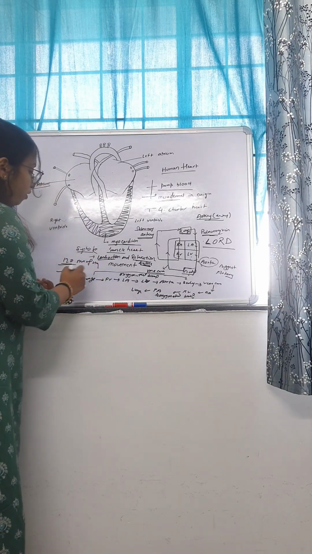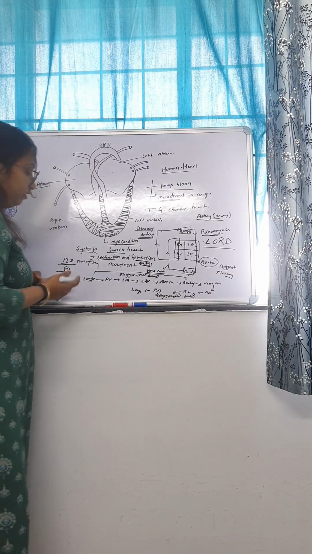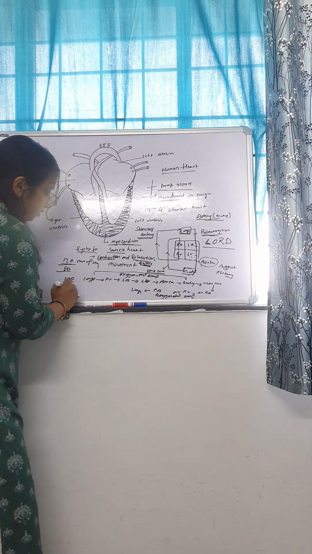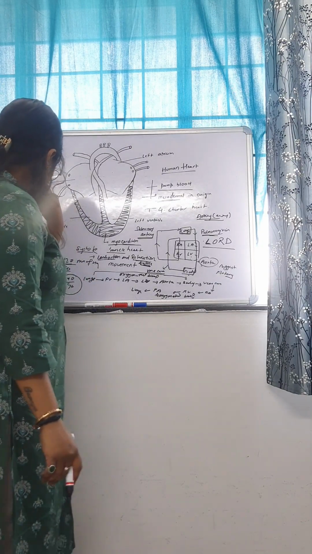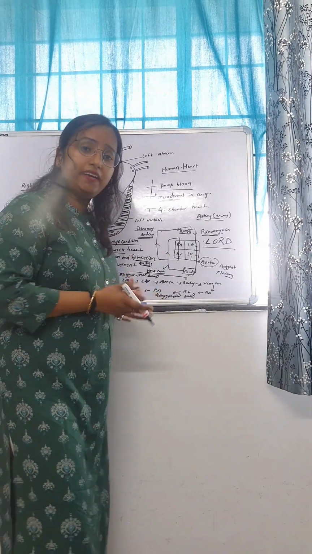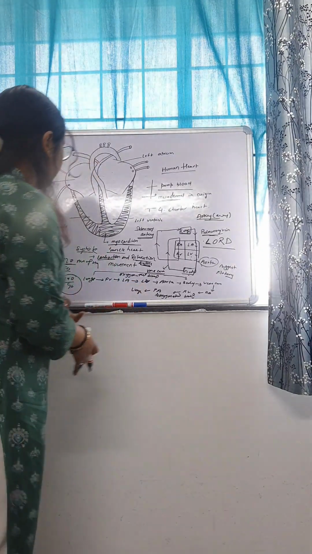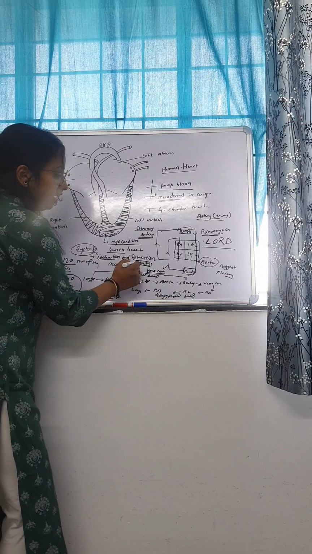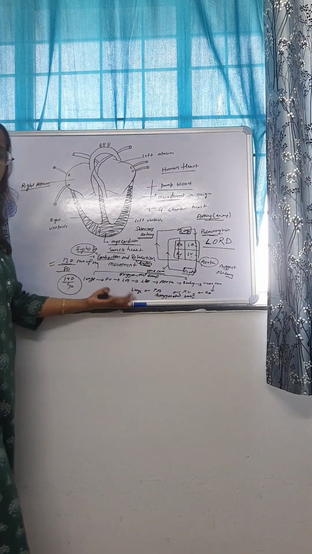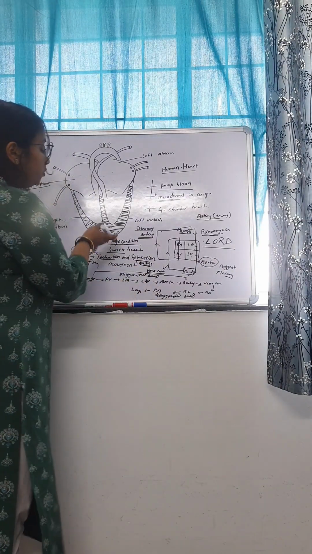And 140/90 and above is considered high blood pressure, which might be dangerous for vital organs such as the heart and the brain. So systole means contraction and diastole means relaxation, which we will learn later on. Now come to this topic.